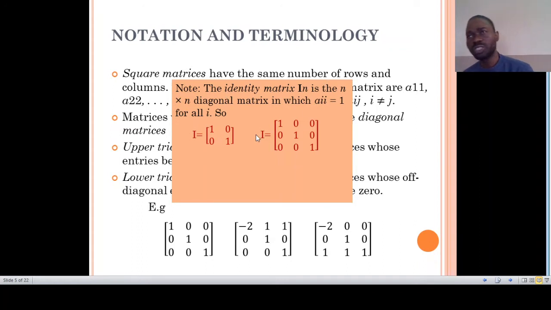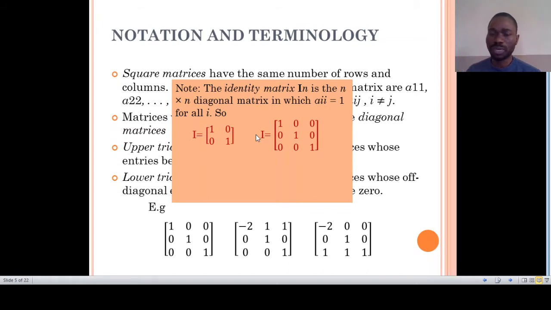A unit matrix simply means 1. If you use a unit matrix to multiply another matrix, you are going to get the same matrix. For example, 1 times 10 is going to give me 10. 1 times any number is going to give me that number. The same thing is applicable to matrices.